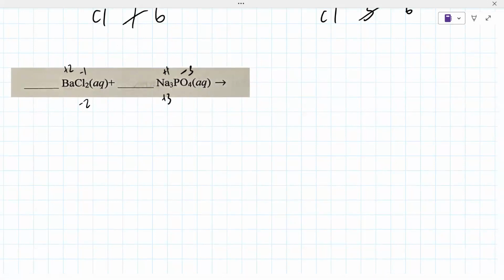So now when you combine Ba with PO4, we know that Ba is +2, PO4 is -3. We need 3 Ba's to get to +6, 2 PO4's to get to -6.